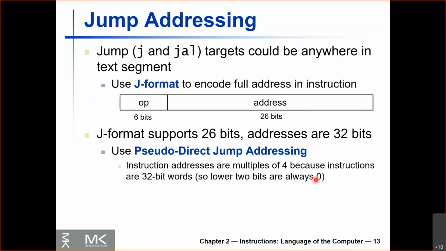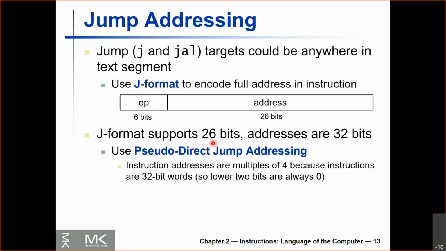Okay, so 30 bits is all we need to represent, but we still have a problem, which is that we only have 26 bits, right? We need 30 bits to represent the address, and then we multiply it by 4 to make it 32 bits. However, the problem is that we only have 26 bits.